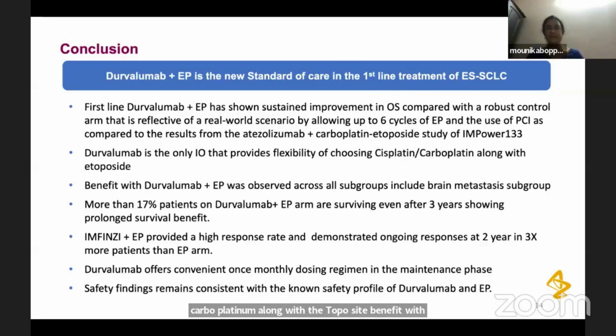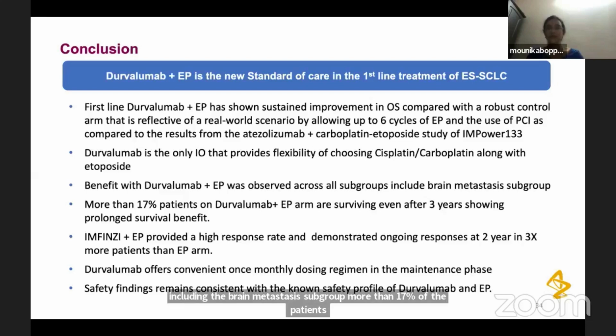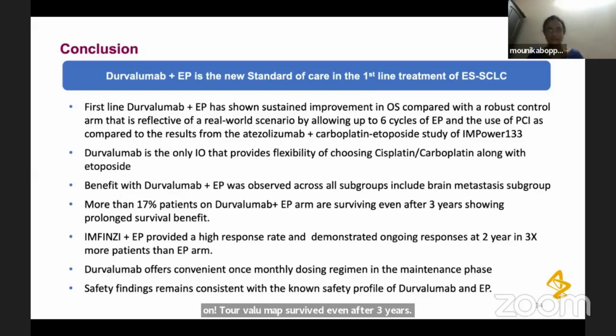More than 17% of the patients on the durvalumab arm survived even after 3 years, showing a prolonged survival benefit in a significant subset of patients. And Imfinzi with EP provided a high response rate and demonstrated ongoing responses at 2 years, where 3 times more patients in the durvalumab arm as compared to the EP alone arm still continue to respond at 24 months. Durvalumab offers a convenient once monthly dosing regimen in the maintenance phase, and the safety findings remain consistent with the known safety profile of the durvalumab and EP combination, and there were no new safety signals.